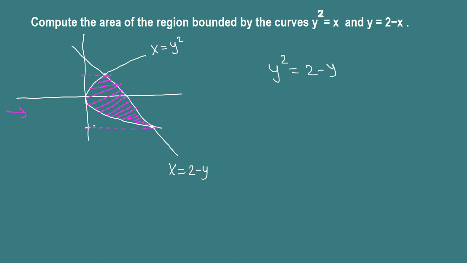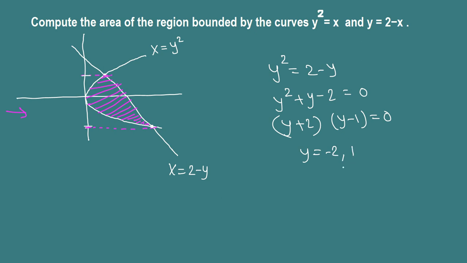In fact, we want to find the y values, right? So let's solve this equation. Move everything to the left. y squared plus y minus 2 equals 0. Factor: y plus 2, y minus 1 equals 0. So we get y equals negative 2, 1. So this should be negative 2 and this should be 1.